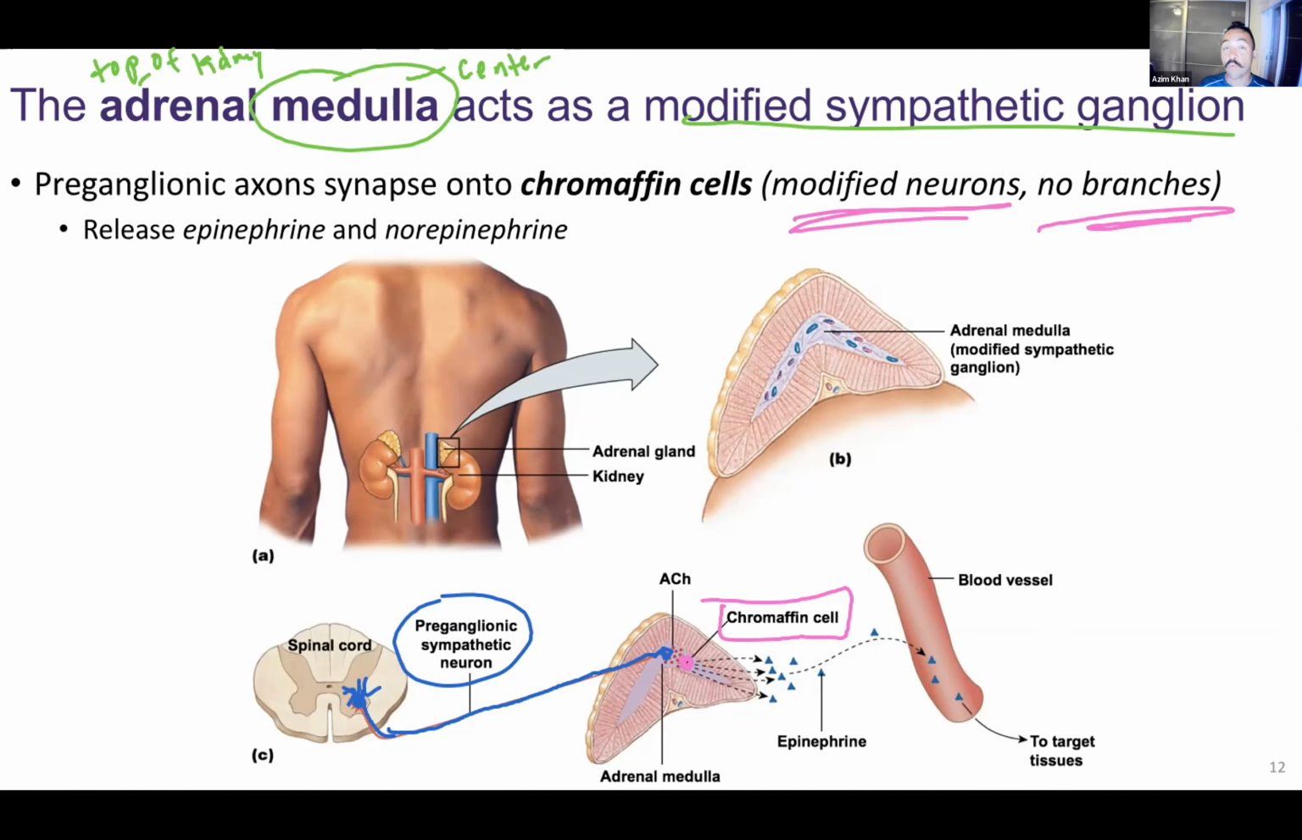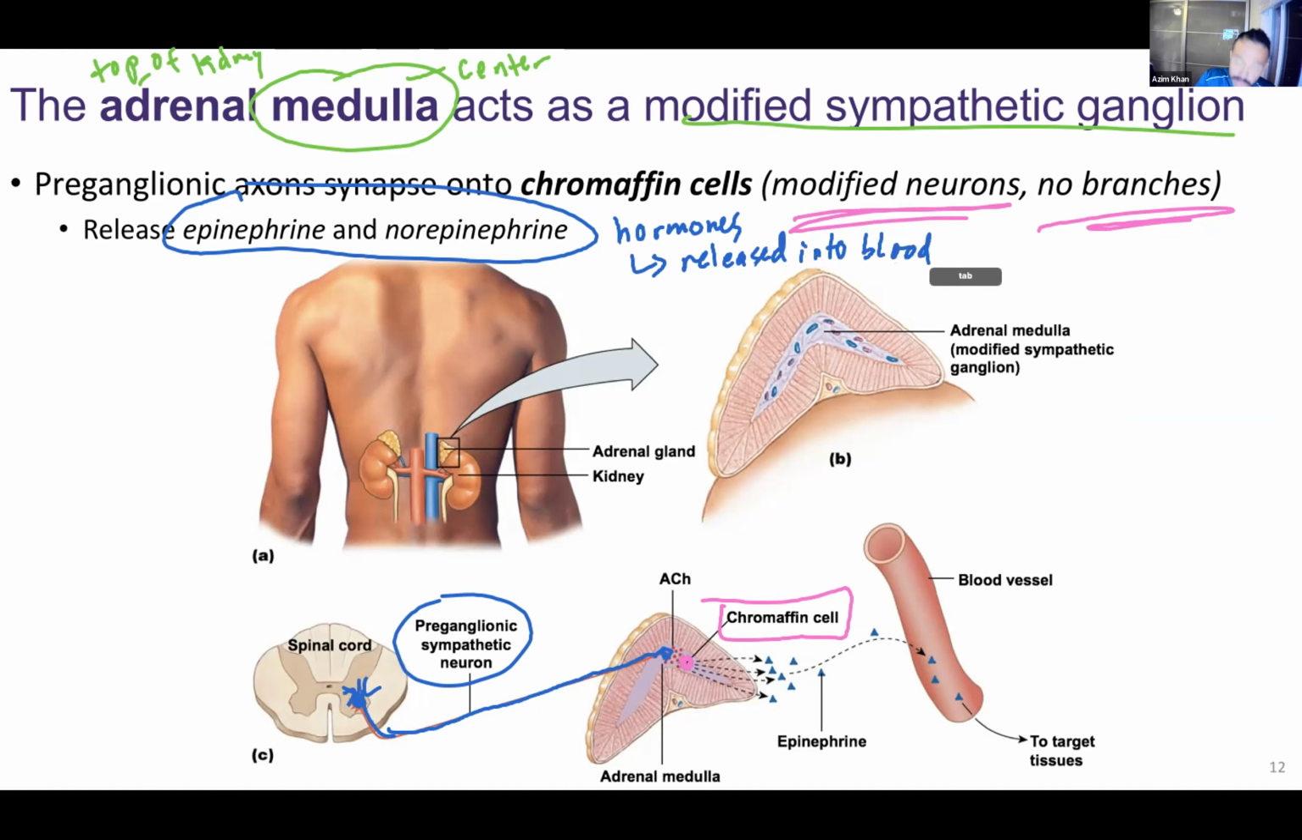When they're activated, what do they do? They release hormones. They release the hormones epinephrine and norepinephrine. What's the difference between a hormone and a neurotransmitter? Hormones are released into the bloodstream. With neurotransmitter, we were just releasing over a small synaptic cleft, small area of interstitial space. This is into the bloodstream, into a blood vessel, where it can reach all over the body.